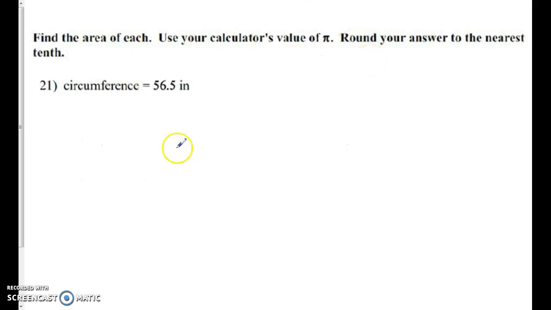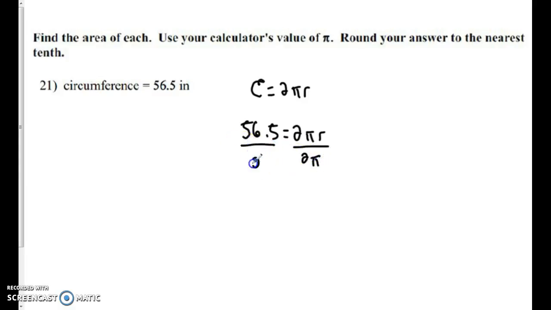In this case, I have the circumference, and I know circumference is 2 pi r. So I know 56.5 will equal 2 pi r. So what I'm going to do is divide both sides by 2 pi to find out what my radius is. Once I know what my radius is, then I can find the area. So I'm taking 56.5 and dividing it by 2 pi.